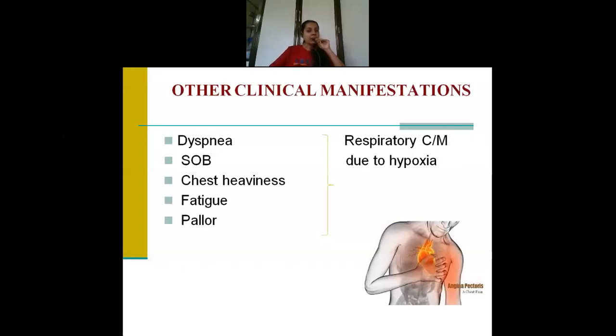Other clinical manifestations are, now I already told one main thing is chest pain. The remaining things are related to the respiratory system. Okay, so because of the hypoxia, they are getting dyspnea, shortness of breath. Why is there dyspnea, shortness of breath? Because of decreased oxygen to the lungs. Okay, chest heaviness, fatigue, pallor. Okay, even cyanosis may be there in the last stage.